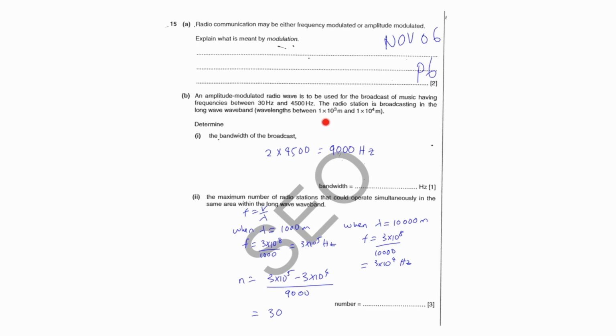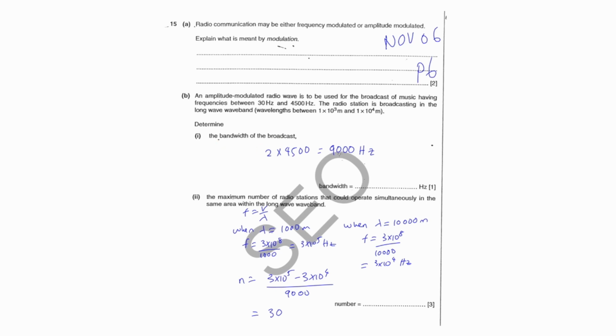If you convert this wavelength and this wavelength to frequency using v equals f lambda, where v is the speed of light in vacuum, you will get the frequencies of these two to range from 30 kilohertz to 300 kilohertz. So that is the division that every regulatory body in the country has to make: what frequencies are used for what purpose. So for this question, this is your range for the long wave radio.